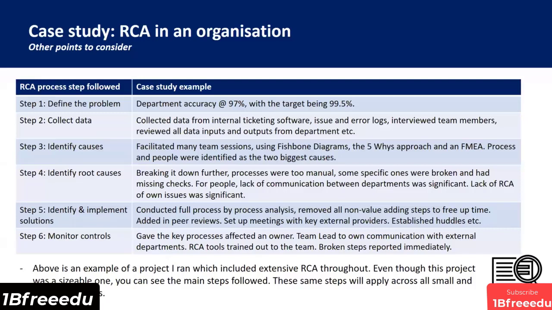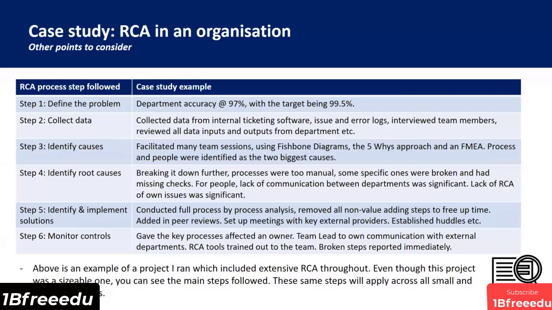We then identified the root causes. Breaking down people and process further, we found that processes were too manual, and then some specific ones had actually broken and they were missing specific checks. For people, it was all about a lack of communication between departments. A lack of RCA on own issues was significant. The teams were very bad at root causing their problems and fixing them.